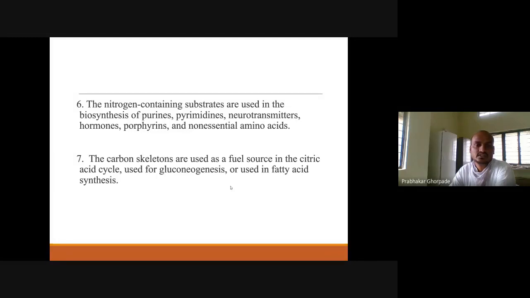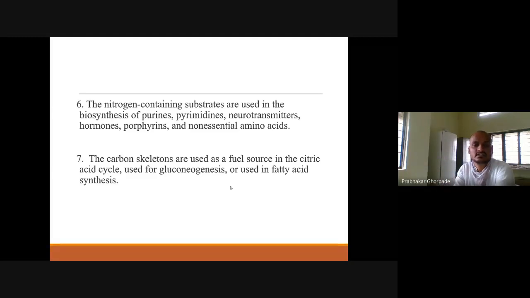Nitrogen-containing substrates are used in the biosynthesis of purines, pyrimidines, neurotransmitters, hormones, porphyrins, and non-essential amino acids. Okay, so if an amino acid is broken down, we have the amino group with this nitrogen, and these nitrogen-containing substrates can be used in the synthesis of purines, right? Adenosine, guanosine, or pyrimidines like cytosine, thymine, uracil. Likewise, it can be used for neurotransmitters and porphyrins. Okay, porphyrin is a part of hemoglobin.